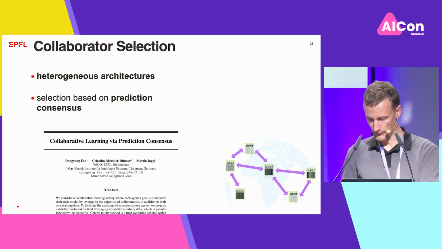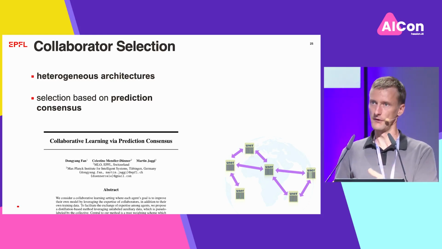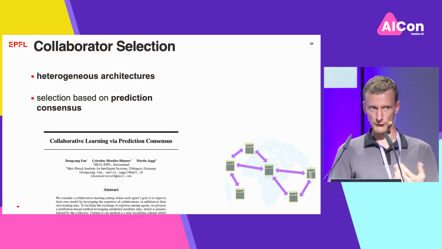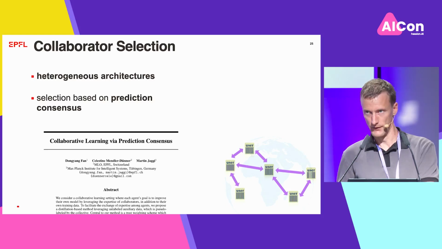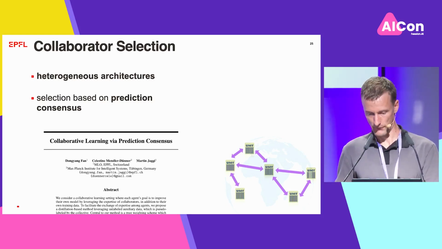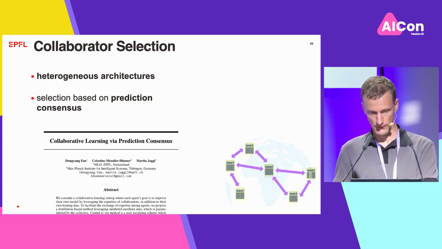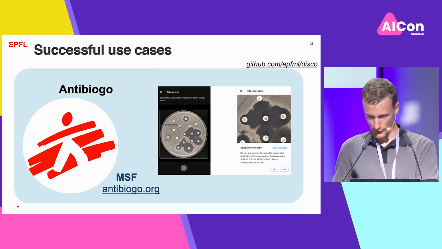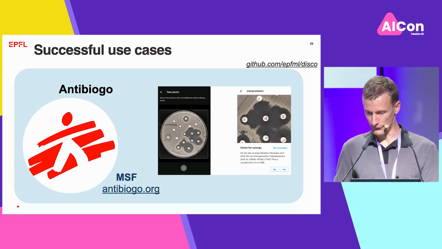I think that's interesting because if you do prediction-based instead of gradient-based, then you're also able to learn with different architectures, which of course you cannot if you use gradients. Then everyone must have the same model, which is a big restriction as well. All right, so we have a few use cases where we deployed this.